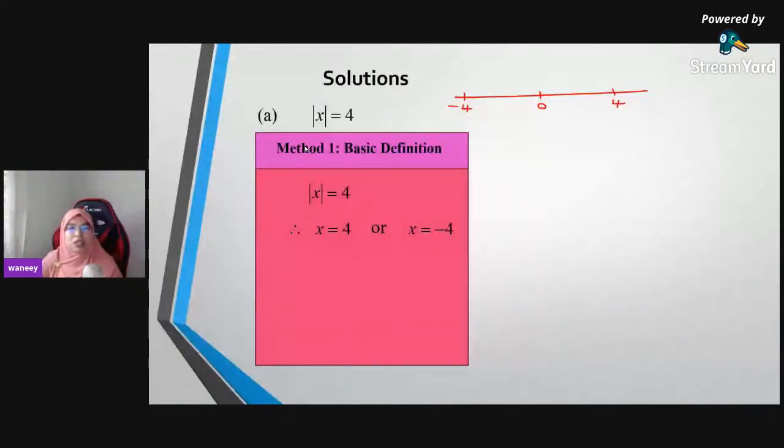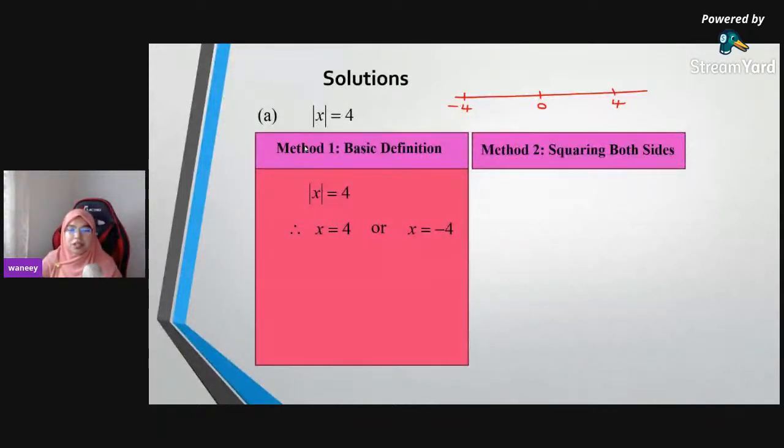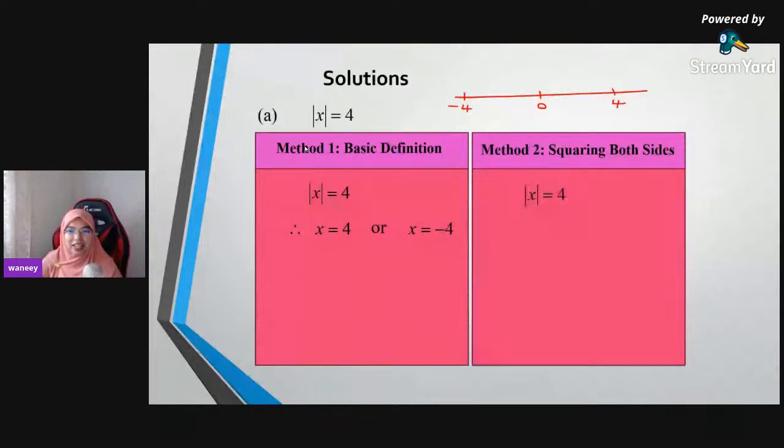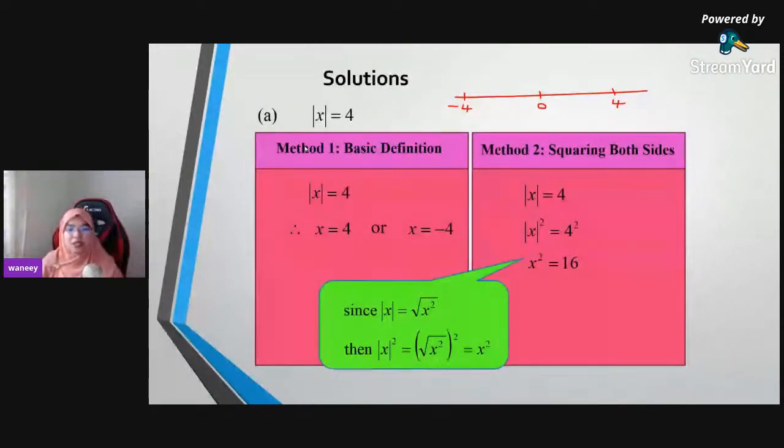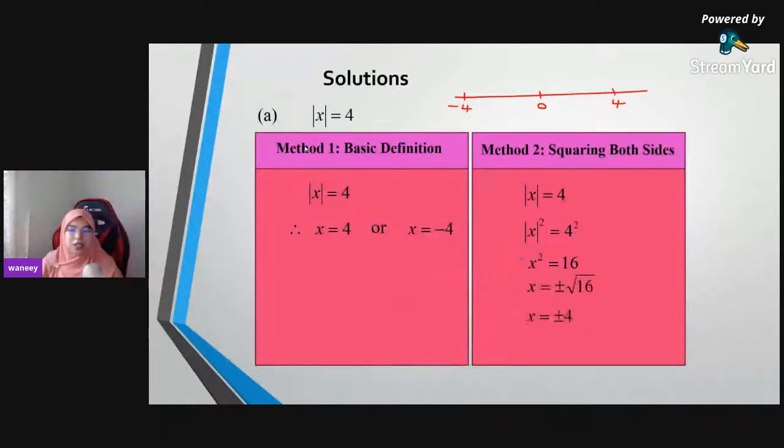Second, you use squaring both sides. We start with the modulus of x equal to 4 and then simply write down a bracket with a square equal to 4 with a square. Now get rid of the modulus sign, so we simply have x squared equal to 16. So it simply means that x must be equal to plus or minus 4.